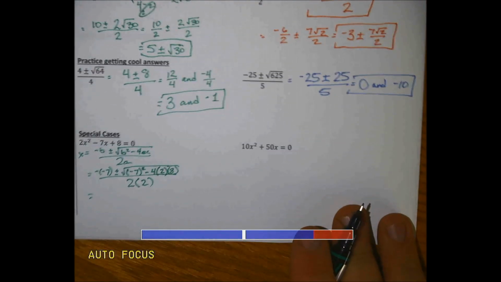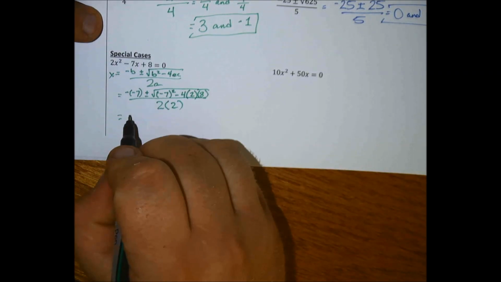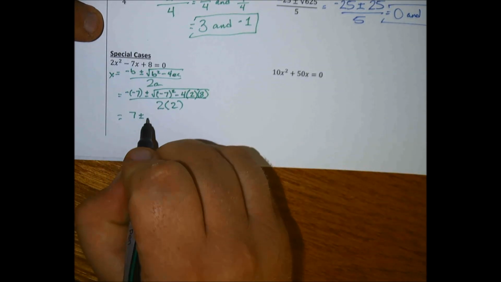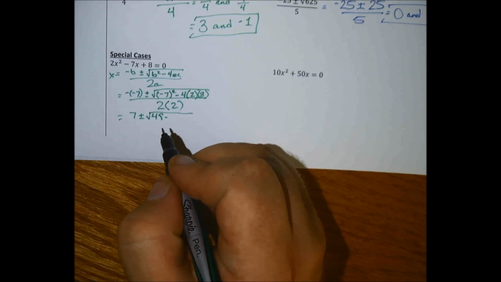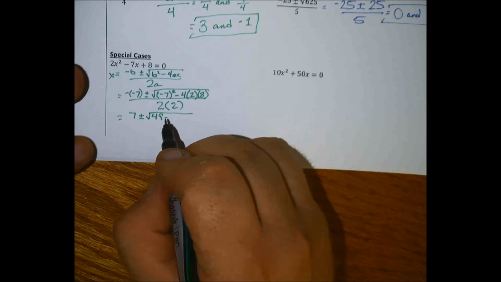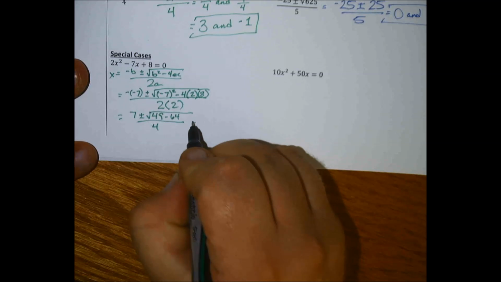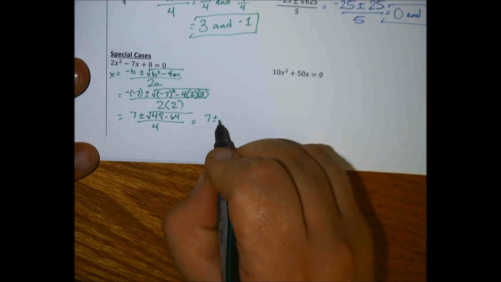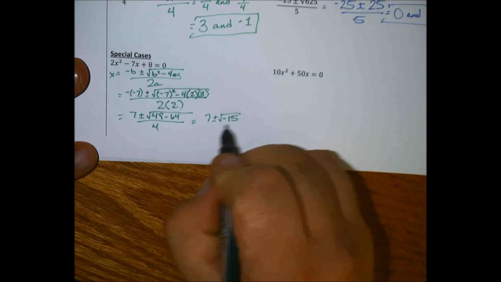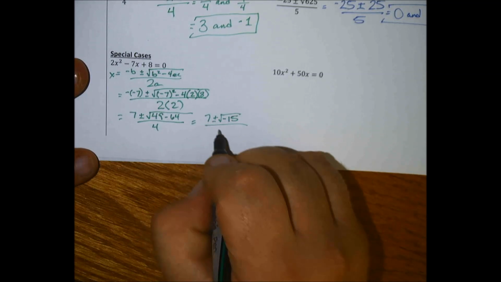I guarantee you, if you're going to remember anything out of that song, it's going to be the all over 2a. So negative 7, that's positive 7 plus or minus. 7 squared is 49 minus 4 times 2 times 8 is 64, all over 4. And what that actually gives us is 7 plus or minus the square root of negative 15. When you go 49 minus 64, you get negative 15 divided by 4.